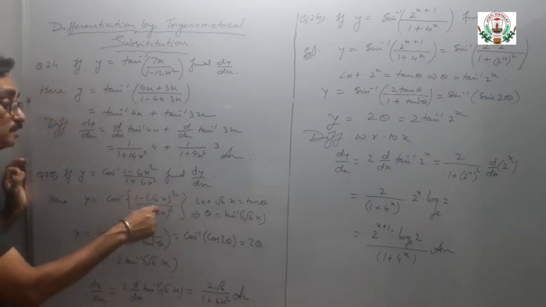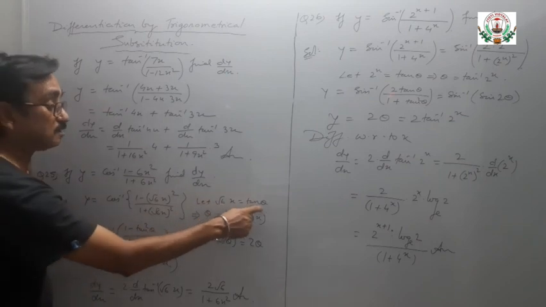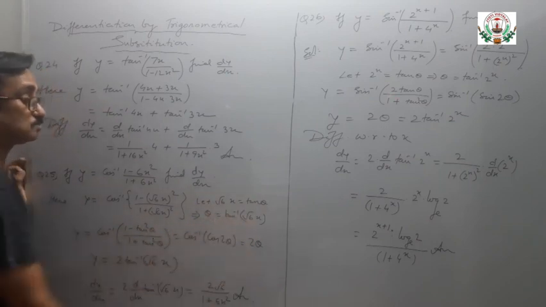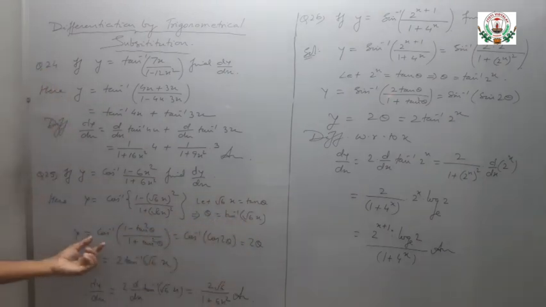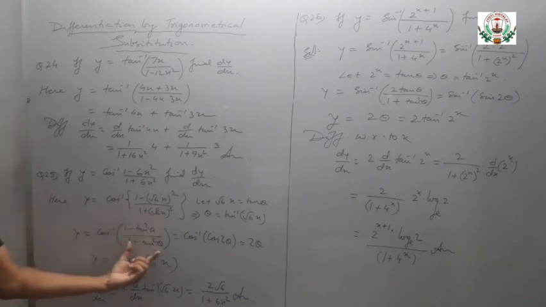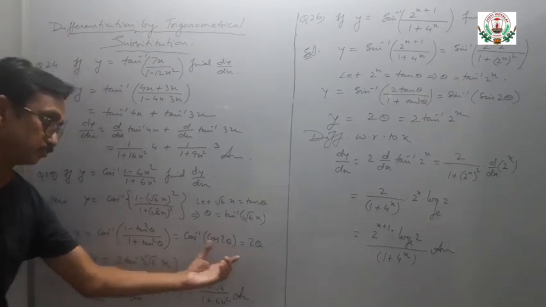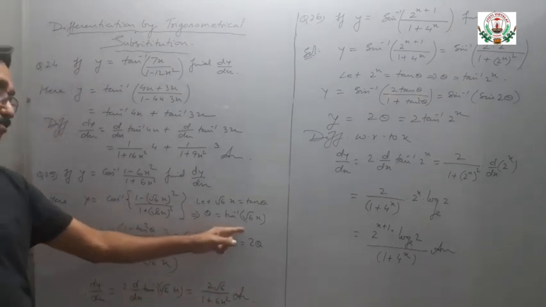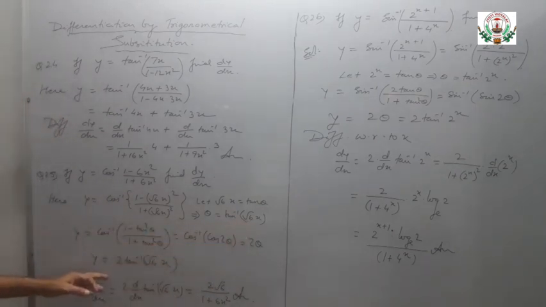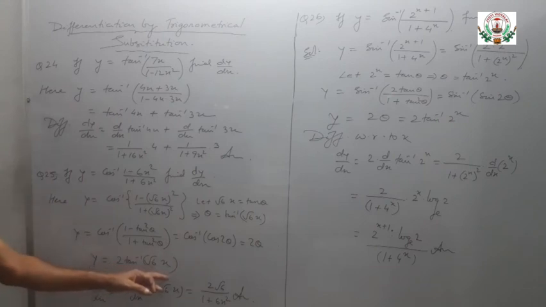Now here we can take root 6x equals tan theta, so theta will become tan inverse of root 6x. So cos inverse of (1 minus tan square theta) upon (1 plus tan square theta) will become cos inverse of cos 2 theta, which equals 2 theta, and theta is tan inverse of root 6x. So y equals 2 tan inverse root 6x.